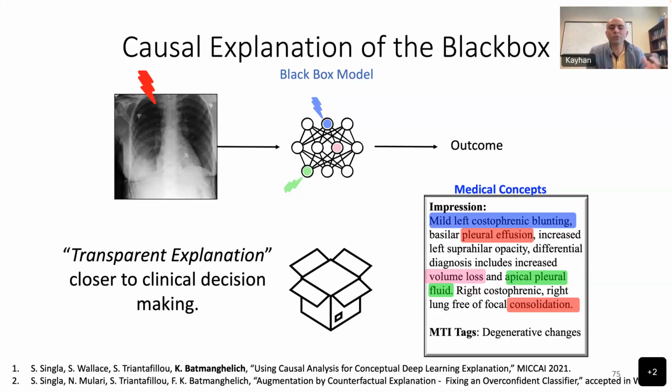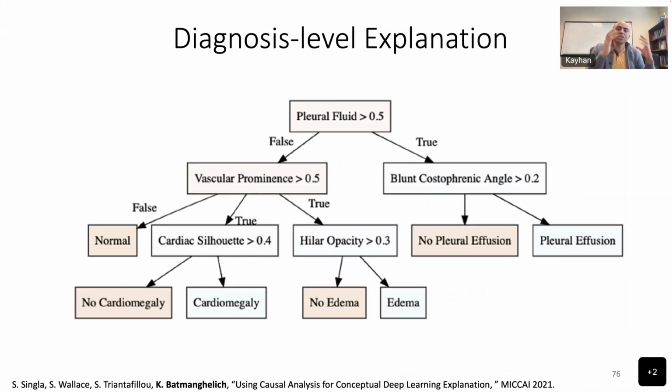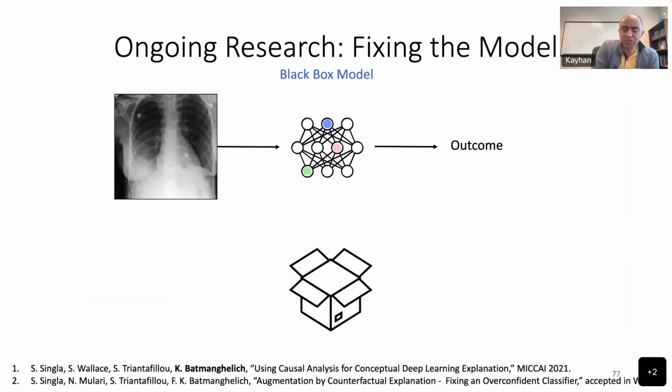As a result, we are able to approximate the decision of the black box with a set of neurons that makes the decision-making similar to the way that radiologists make a decision. For example, we can say that there is a set of neurons that focus on pleural fluid, and if that is false, there is another set of neurons focusing on vascular prominence, and if that is false, then it's normal. Otherwise, there are other sets of neurons focusing on other clinical terms. So this is effectively going one step further, opening the black box of the black box and explaining it in terminology that is closer to the language of clinicians.